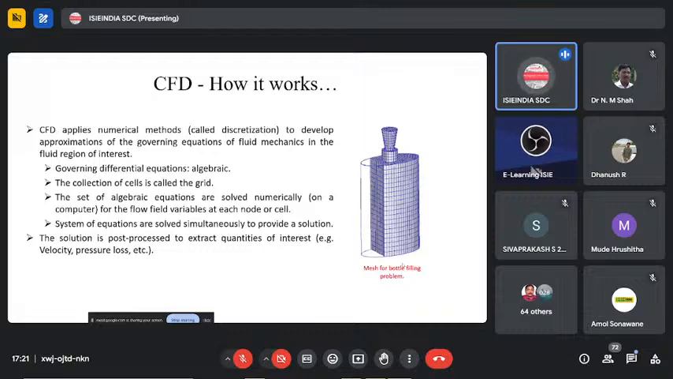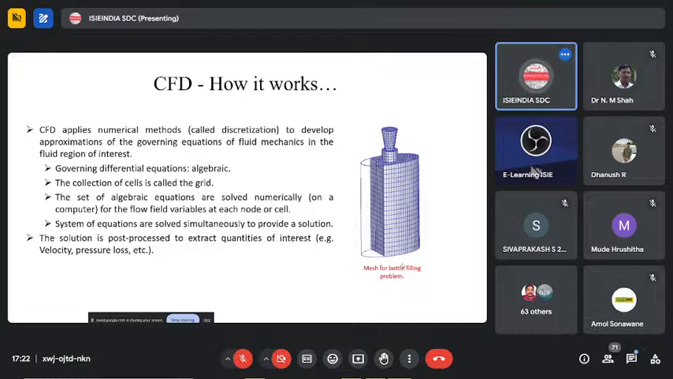The continuous fluid region, like in the case of a bottle filling problem, is divided into a finite number of small elements or cells, and these cells form a grid, or we can say a mesh. This step converts the continuous partial differential equations into a set of discrete algebraic equations that can be solved numerically. Each cell in the grid represents a small volume of the fluid domain, and the properties within these cells are approximated using a numerical method concept.